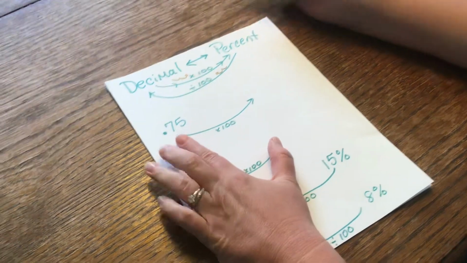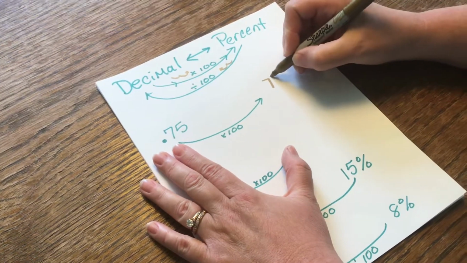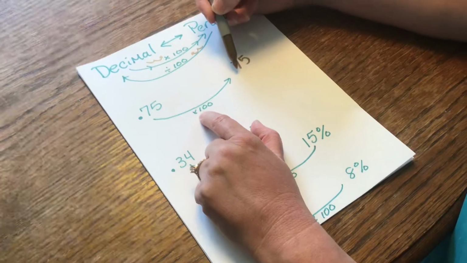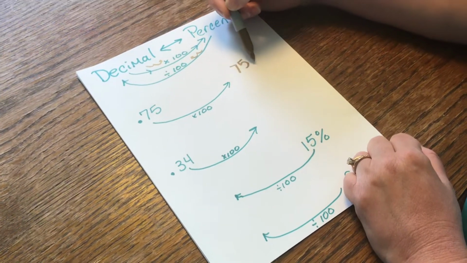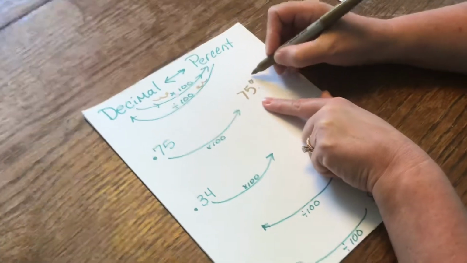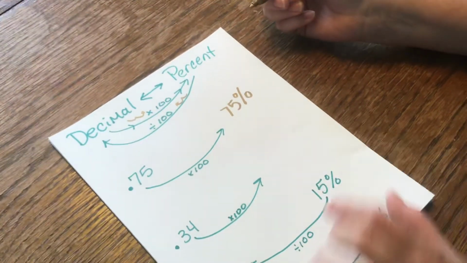So for instance, if we had the decimal 75 hundredths, I'm going to multiply that by 100 by moving my decimal point 2 places to the right. 75 hundredths, I'm going to move it, which gives me the whole number 75. So 75 hundredths is 75%.